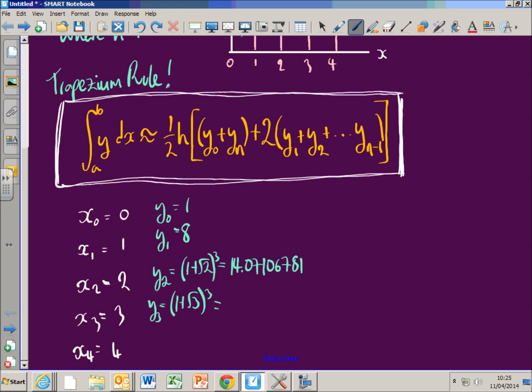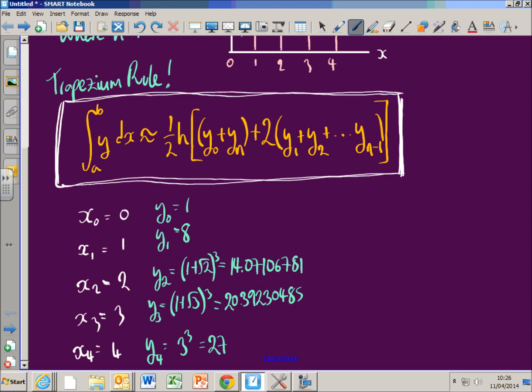Can you do the same for that one? 20.3923048 5. Okay, and this one is going to be 1 plus root of 4. Root of 4 is 2, so this is 3 cubed, which I can do, it's 27.